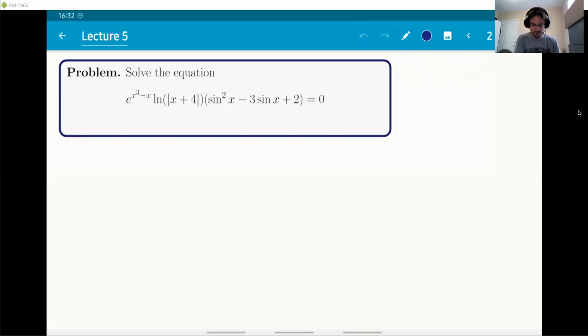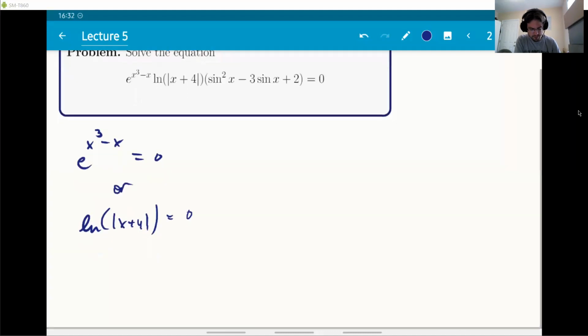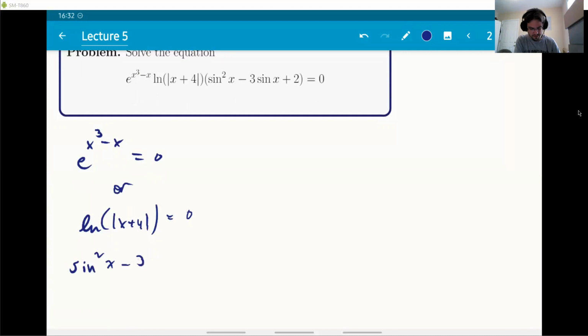All right, so for the solution, we have to realize that it's an equation where a multiplication of a bunch of terms is equal to 0. And that can only happen if at least one of them is a 0. That's why I'm using the word "or", by the way. We have three terms being multiplied here: the exponential, the ln, and also this quadratic with a sine. We don't need all three of them to be 0, but rather at least one of them. So "or" is the word that we use.